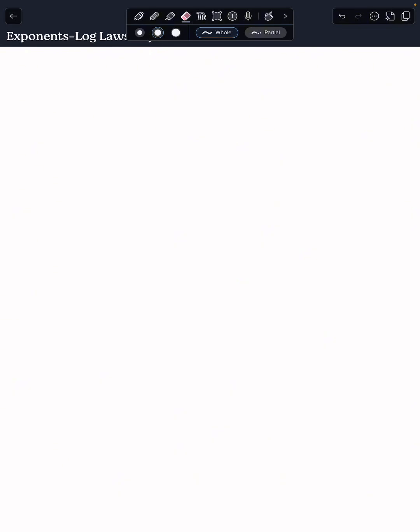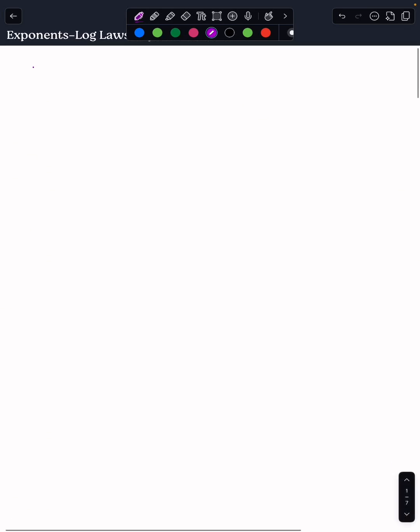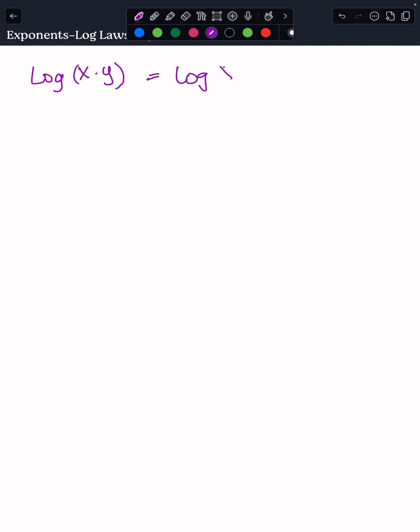All right, so let's do a quick review on the laws of exponents, some of the laws that we had the other day. So remember that the first law is if I have log of x times y, that's equivalent to log of x plus the log of y. That's our first one.